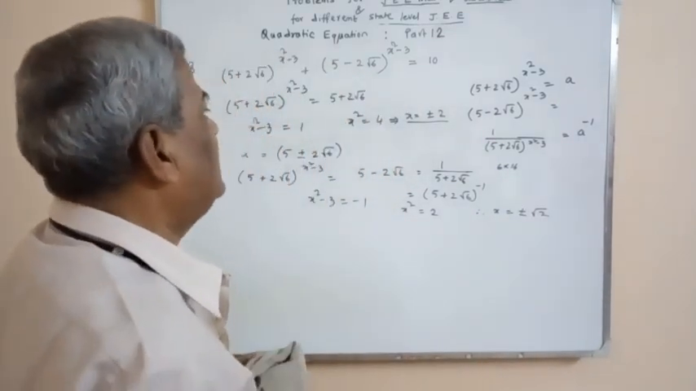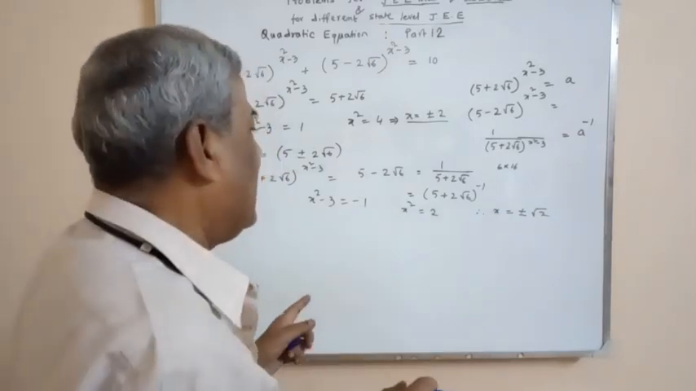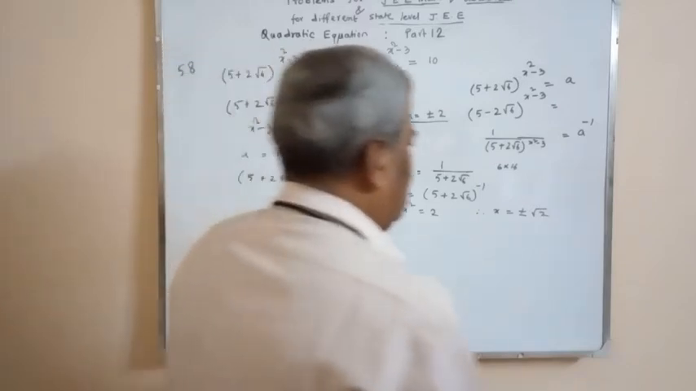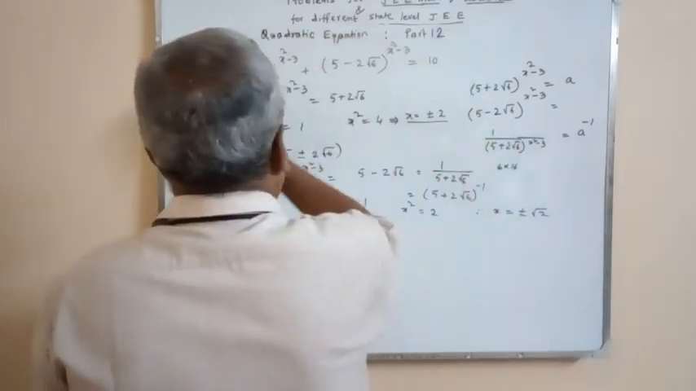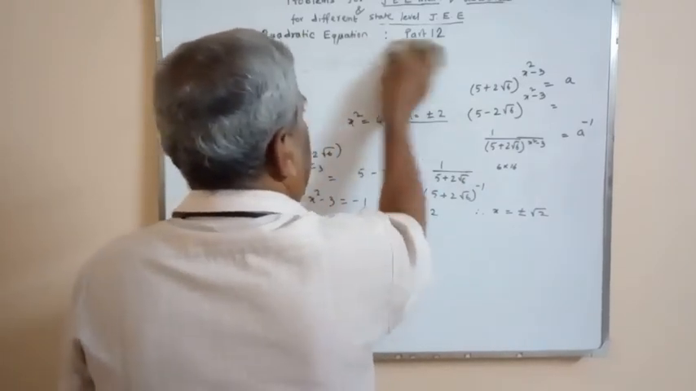So our solution is 4. Two are 2 and −2, and the other two are √2 and −√2. So we get 4 answers. Next, problem number 59.